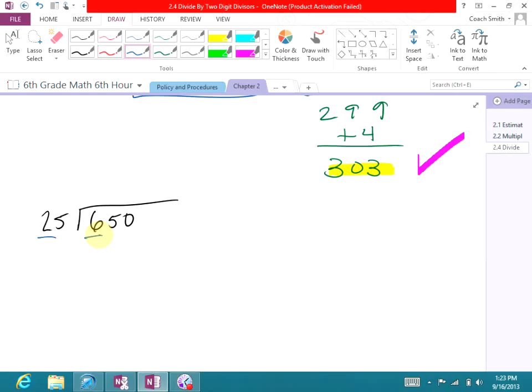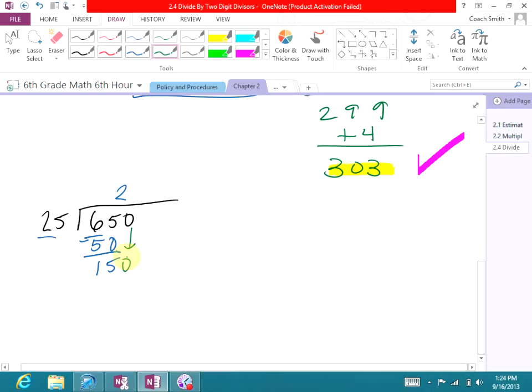That's larger than 65. So I've got to drop it down. I can't do 3, but I have to do what? 2. So I'm going to put 2 right there. Make sure that you put it above the correct number. Okay? Don't tell me that 25 goes into 6 2 times. Okay? Because obviously it doesn't. So 2 times 25 is 50. You subtract those 2, that would be 15. Bring down your 0.